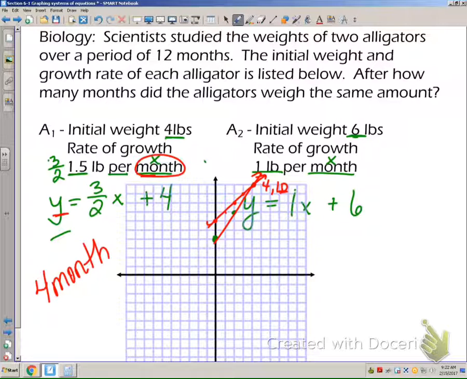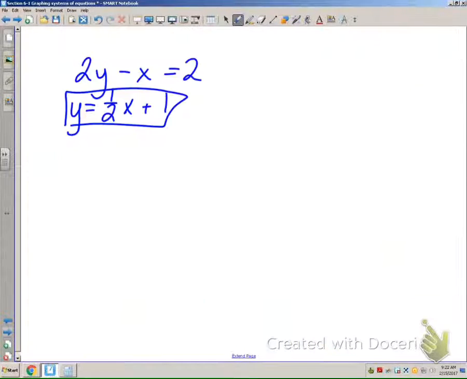There is one solution. So we know that it is consistent and it's independent because there's exactly one solution.